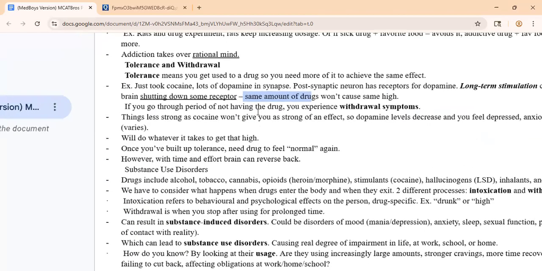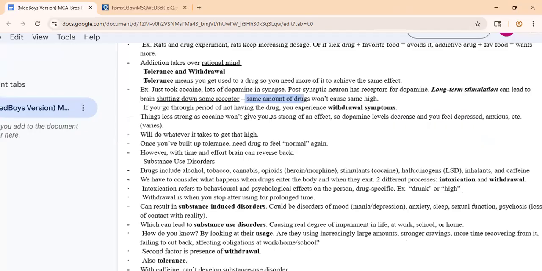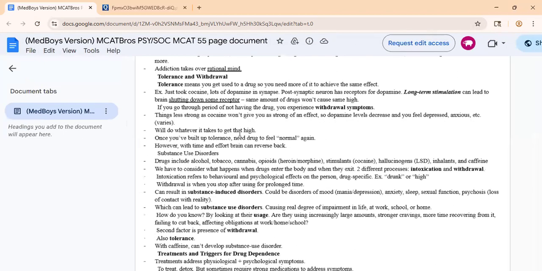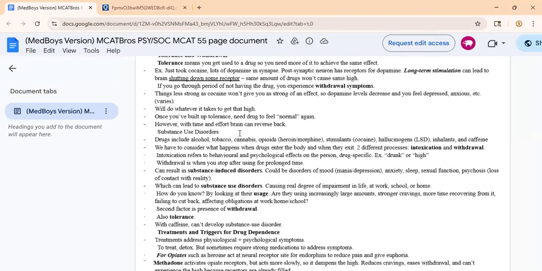Now, if you go a period of time where you're unable to get this drug, you're gonna go into withdrawal symptoms. Typically, patients that are going to detox are going to have withdrawal symptoms so that way they don't get addicted to this drug again. So withdrawal symptoms are going to start happening during detox, taking the drug out of the system to shut down the receptor.